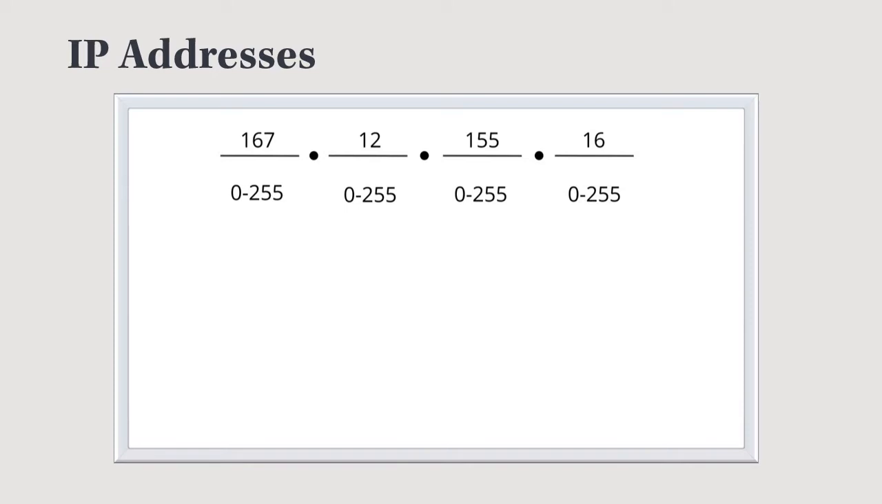We're going to have four groups of what we call octets, separated by a decimal point. Each one of those is going to be a number from 0 to 255. So if you're ever given a question and asked to identify whether it's a valid IP address, if there's a number above 255, or obviously if there's something below 0, it would not be a valid IP address, because each one of these groupings, or octets, needs to be a number between 0 and 255.